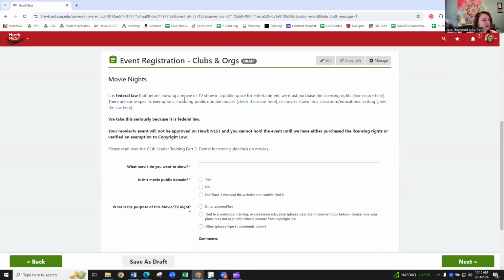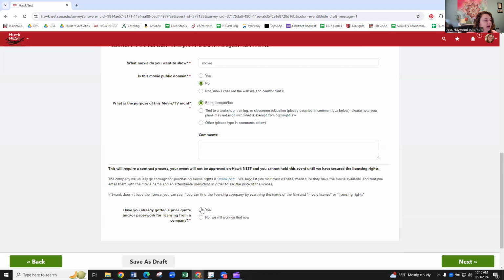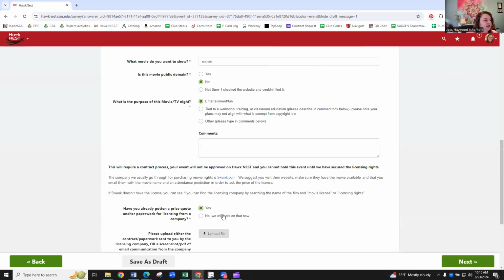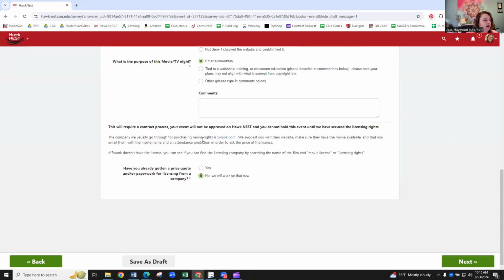Next, we have movie nights, since we selected that. So there's a lot of information about movie nights. It is federal law that you purchase the license to show the movie before you do that. So keep in mind, those are pretty expensive. Most movies are not public domain. And you can put in the purpose of the movie. Most of them are just going to be entertainment and fun. And then if you've gotten a price quote, you can upload that and put some information on how much it will be. And we will take that information and work on getting the license for you.